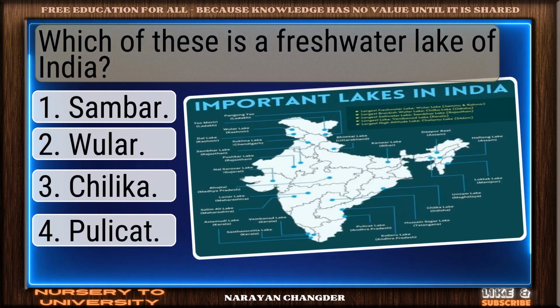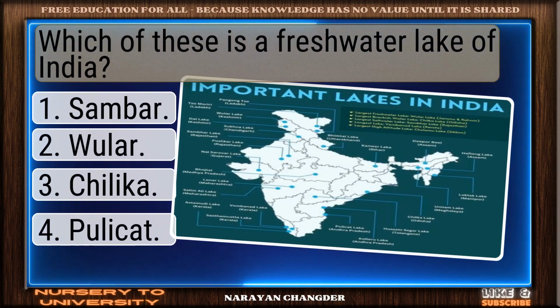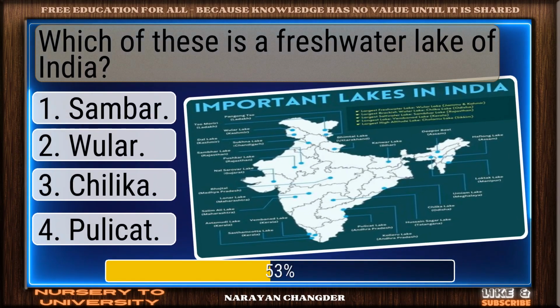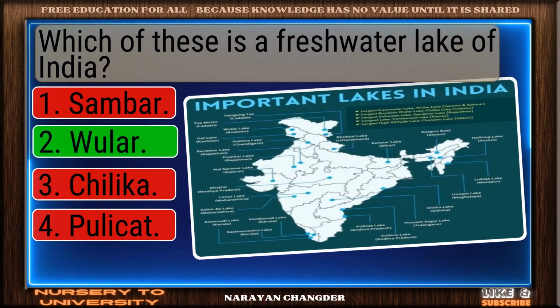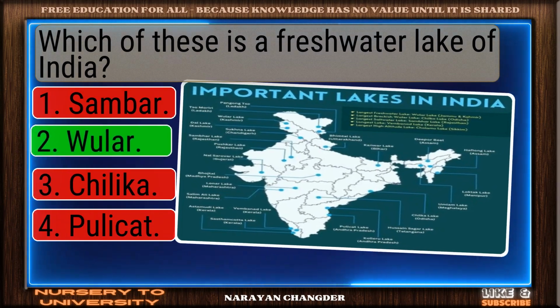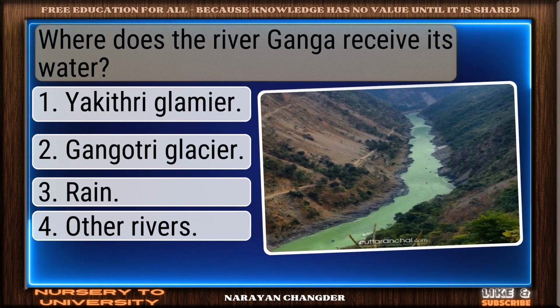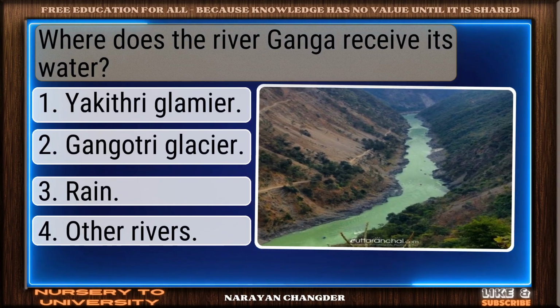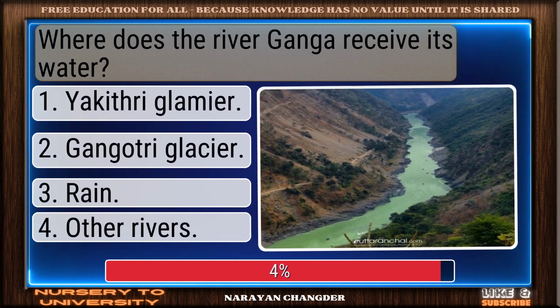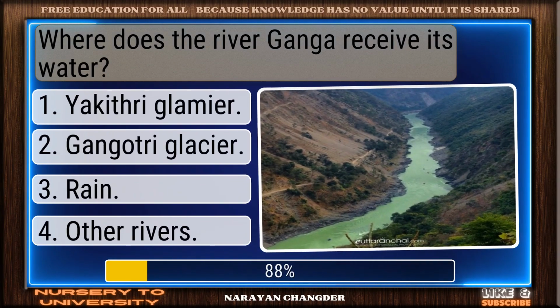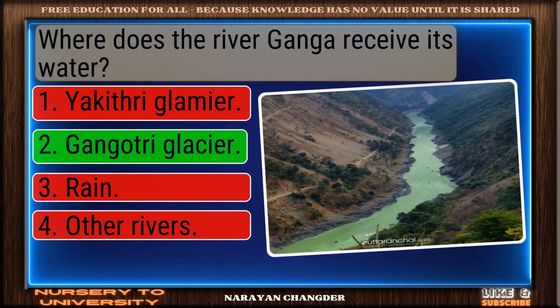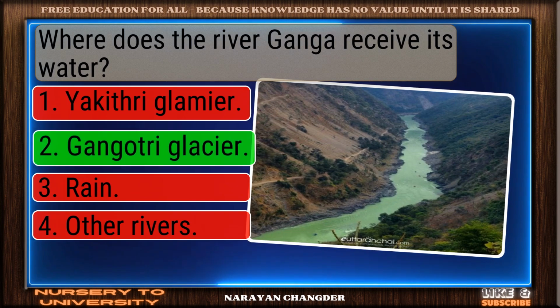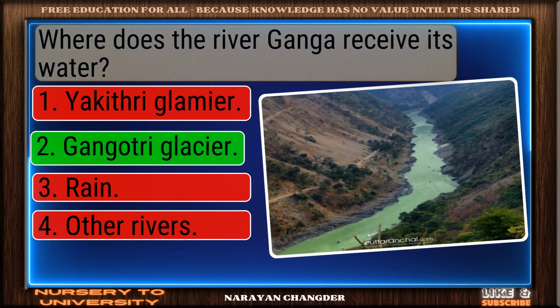Question number 137. Which of these is a freshwater lake of India? Smart pick. Wooler is the correct choice. Question number 138. Where does the river Ganga receive its water? Exactly. Gangotri Glacier makes sense, and it is right choice.